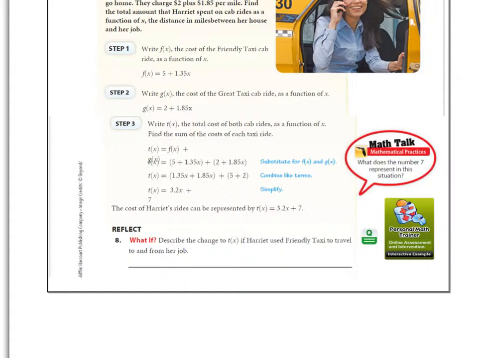Now the question is, what if instead of using 2 different taxi companies, she uses the friendly taxi? So go ahead and decide what you would change in order for that to happen. We're going to actually go ahead and work out the problem.